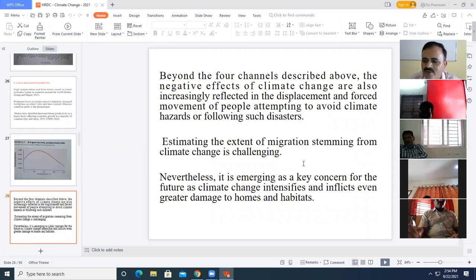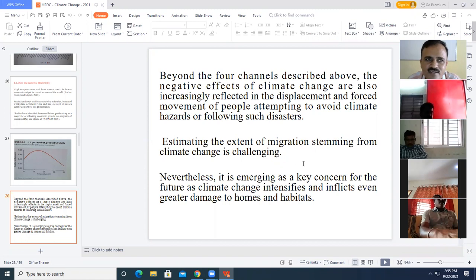Beyond these four important channels through which climate change affects the livelihoods of people or countries, climate change has several other negative effects, and one among them probably is migration. We know that due to disasters, climate hazards, heat waves, and also floods, people migrate from one place to another. That, of course, is not included in this discussion.